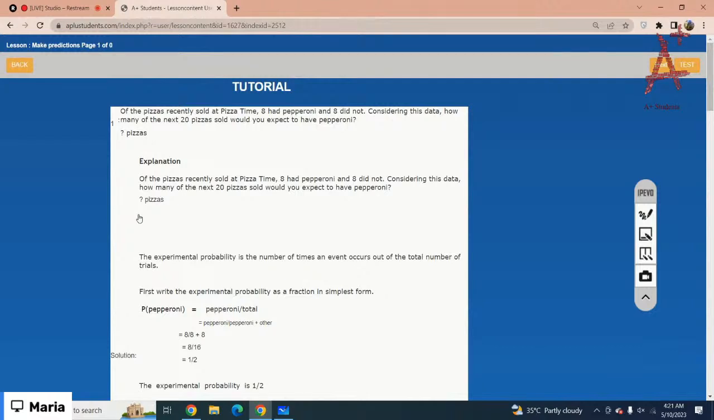So basically, you just have to predict the answers. Got it? You have to calculate the experimental probability, like the pepperoni. 8 pizzas are pepperoni and 8 did not. That means the total would be 16, 8 over 16. Got it? So the probability of the pepperoni is 1 over 2. Got it? Experimental probability is 1 over 2.